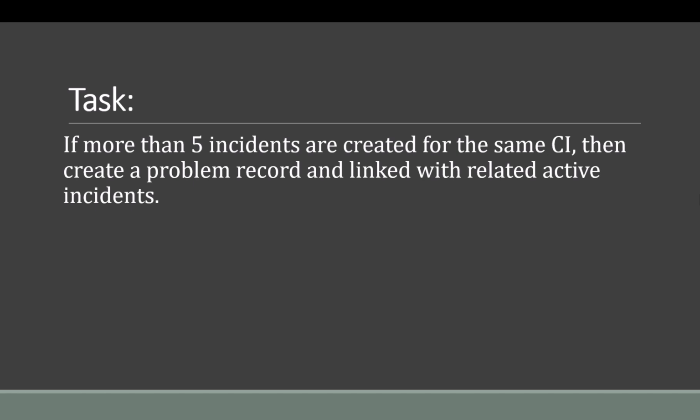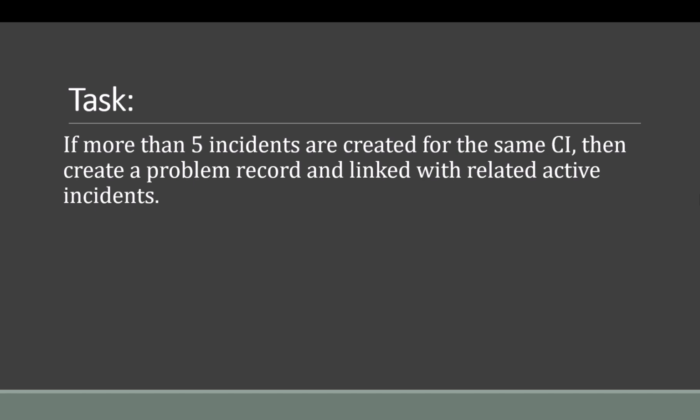Today's task is that if more than 5 incidents are created for the same CI, then create a problem record and link it with the related active incidents. So basically, what is the task here? We have to create a problem record if more than 5 incidents are created for the same configuration item. And once the problem record is created, we have to link all the incidents having the same configuration item.